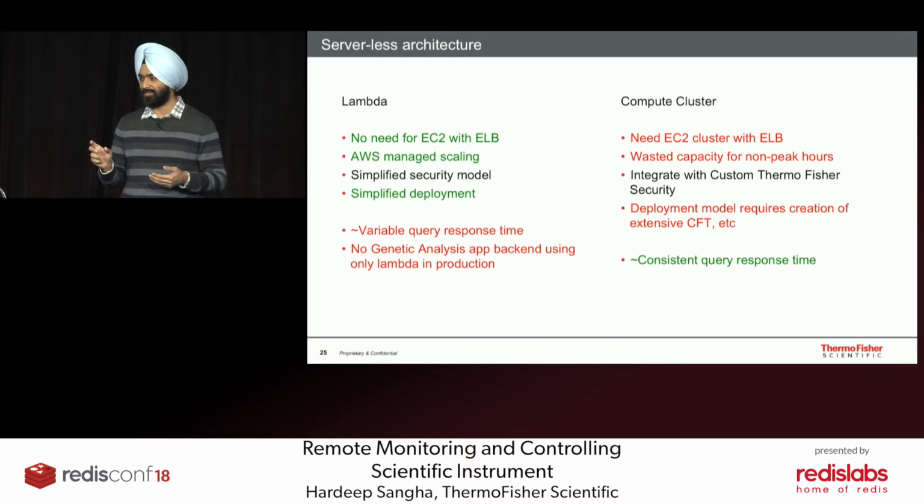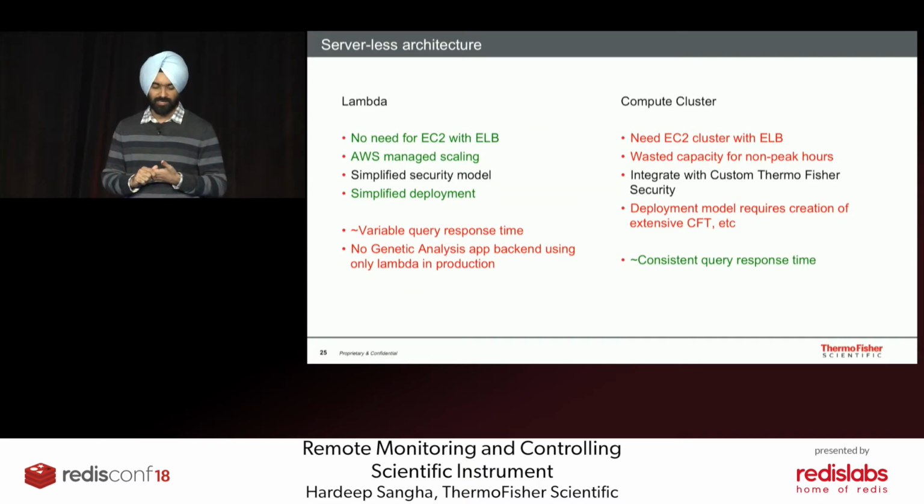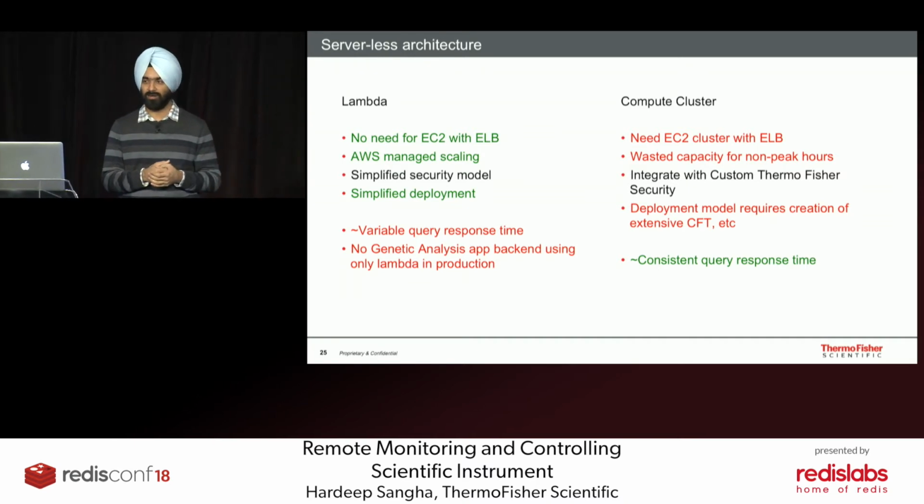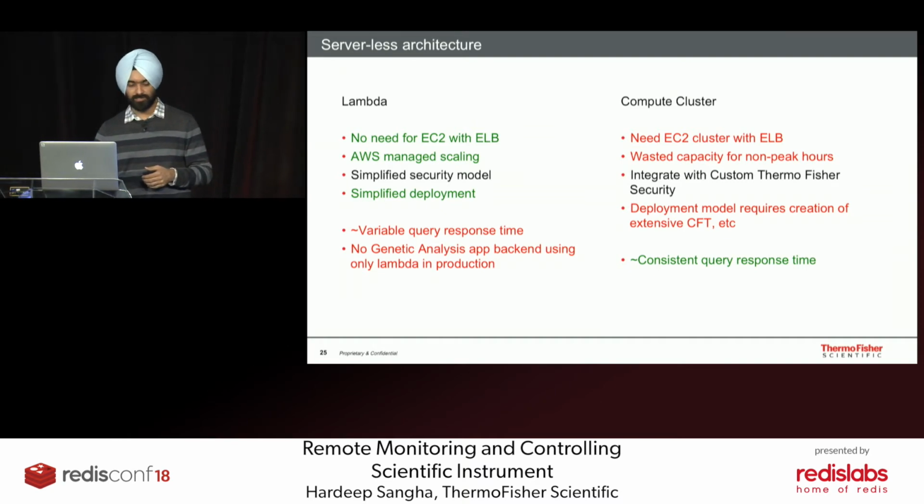That has some lag time, a few seconds, so it's not going to be consistent. And if you don't have very high concurrency, eventually those containers will be recycled and you'll have cold starts. You cannot guarantee consistent performance. So for those reasons, for our customer-facing applications, we decided to put in a compute cluster instead of relying on Lambdas. And none of our applications do that in production either, so we shied away from taking risks.